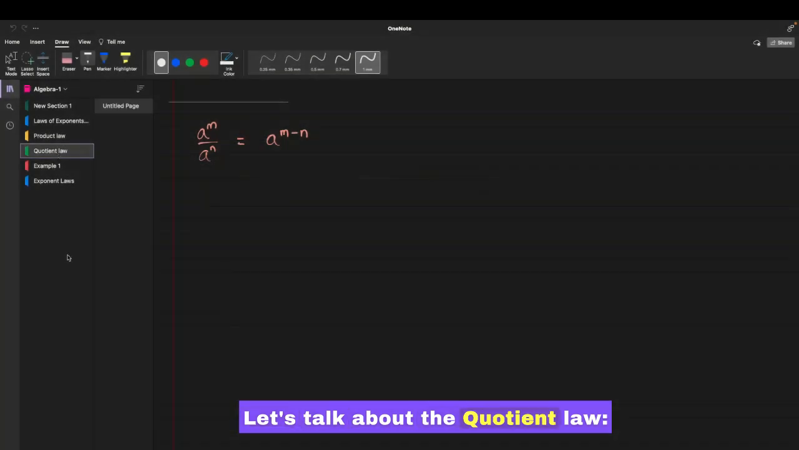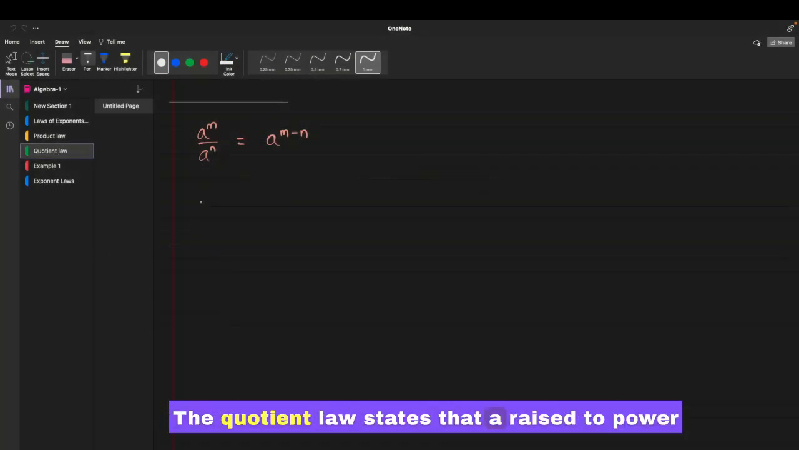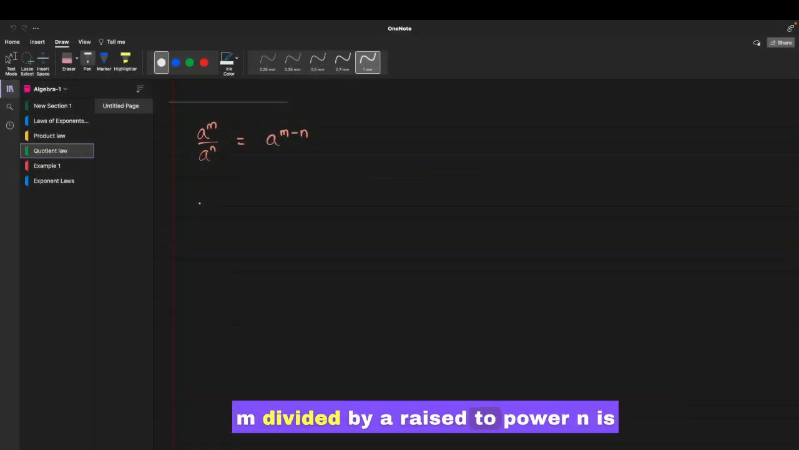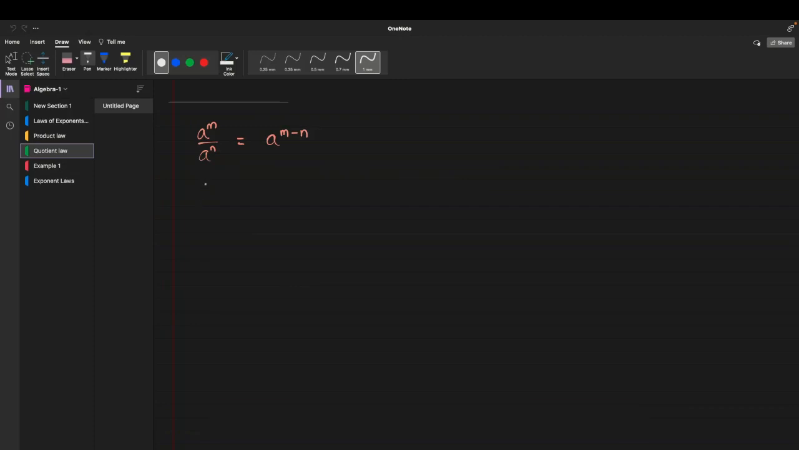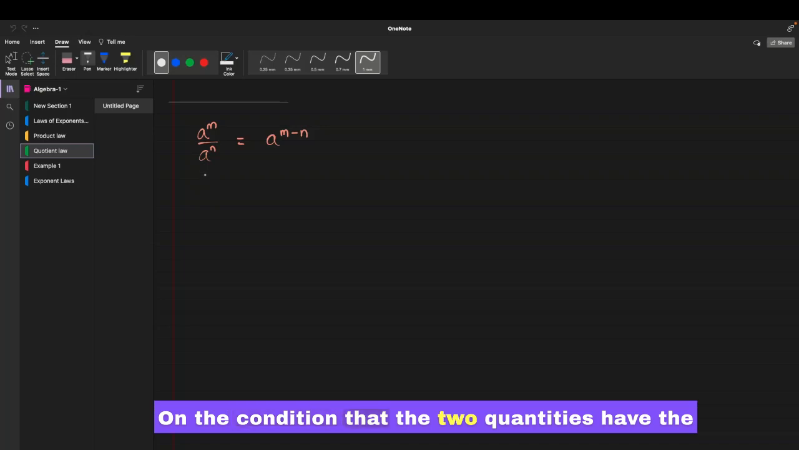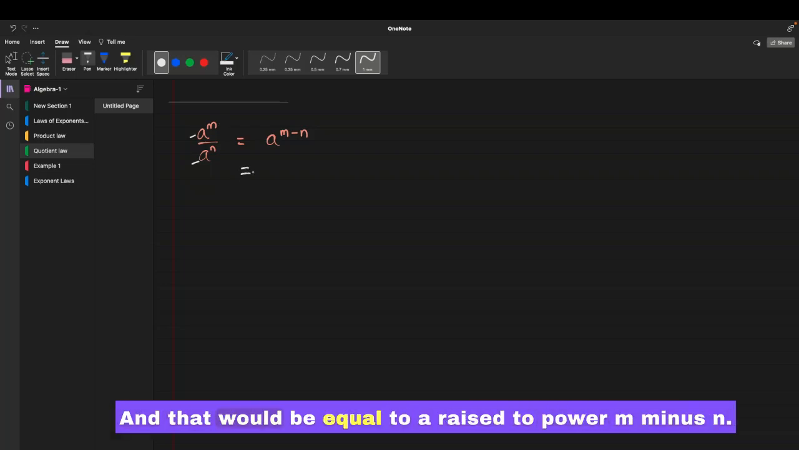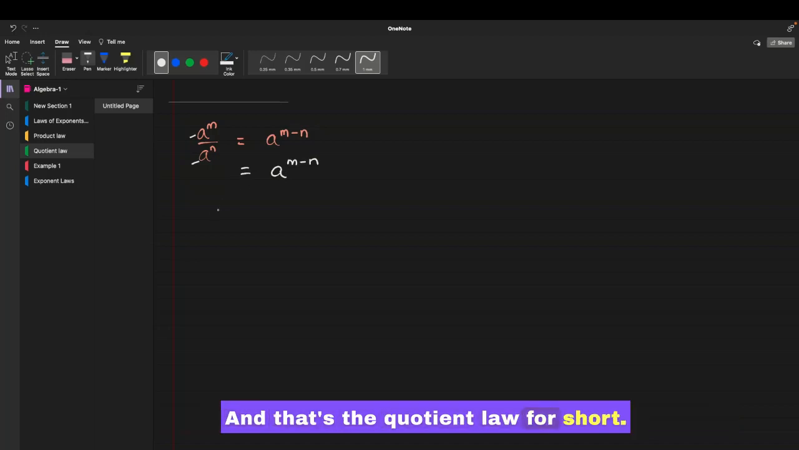Let's talk about the quotient law. The quotient law states that a raised to the power m divided by a raised to the power n is equal to a raised to the power m minus n. On the condition that the two quantities have the same base, which is a, we can subtract the exponent of the number below the fraction from the exponent of the number above the fraction, and that would be equal to a raised to the power m minus n, and that's the quotient law for short.